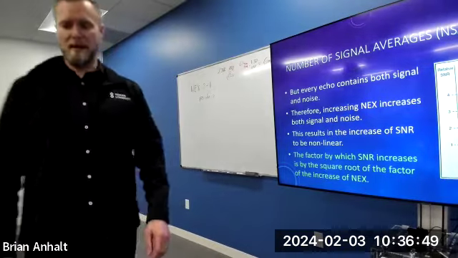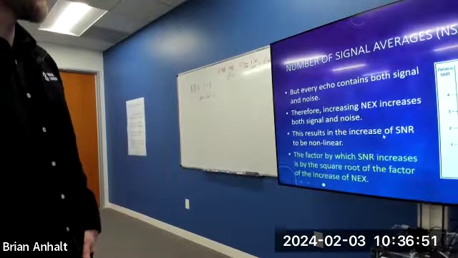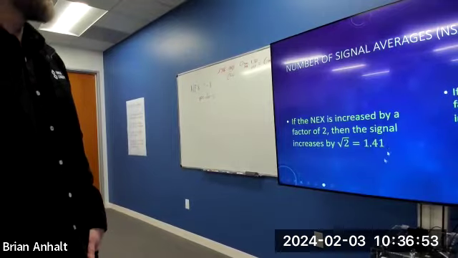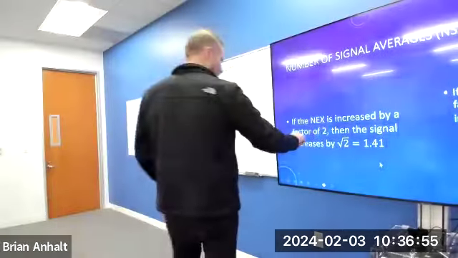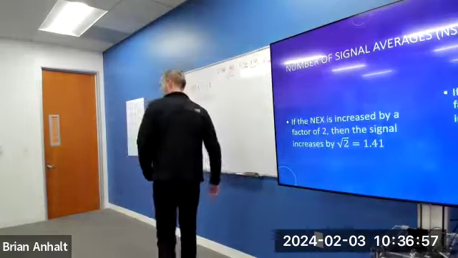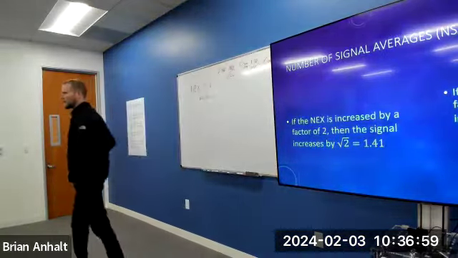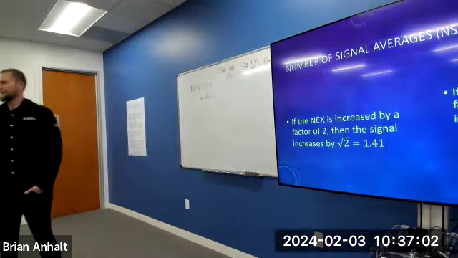There's not much more math. That's the hardest, at least in this. So here we go. If NEX is increased by a factor of 2, then the signal is the square root of 2, 1.41 times more than it was before.